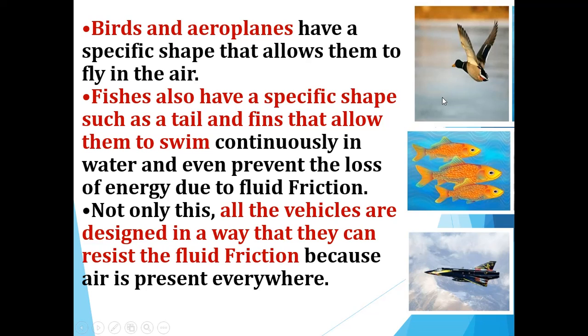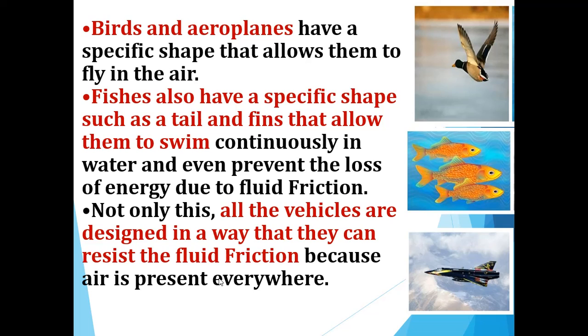The streamlined body shape of birds and aeroplanes allows them to fly in the air. Fishes also have a specific shape, such as tail and fins, which allow them to swim in the water. As they have a specific shape, it prevents the loss of energy due to fluid friction. Not only this, all vehicles are designed in a way that they can resist the fluid friction, because air is present everywhere which will resist the movement of an object.